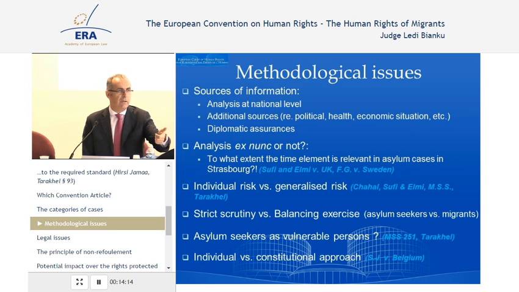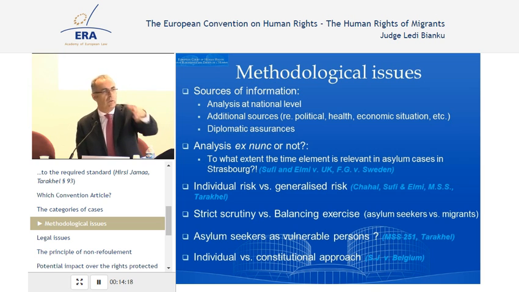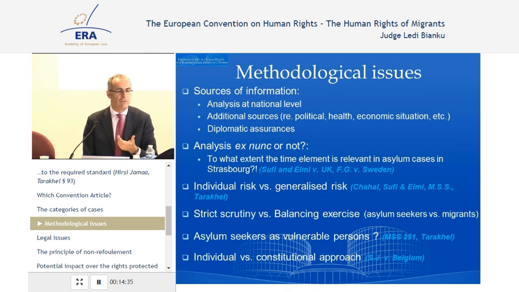We had the ECtHR, we had the Human Rights Commissioner of the Council of Europe, we had all the NGOs informing what the situation in Greece was. So we changed the case law from KRS versus UK into MSS versus Greece and Belgium. But without these sources, it would be very difficult for us to change.